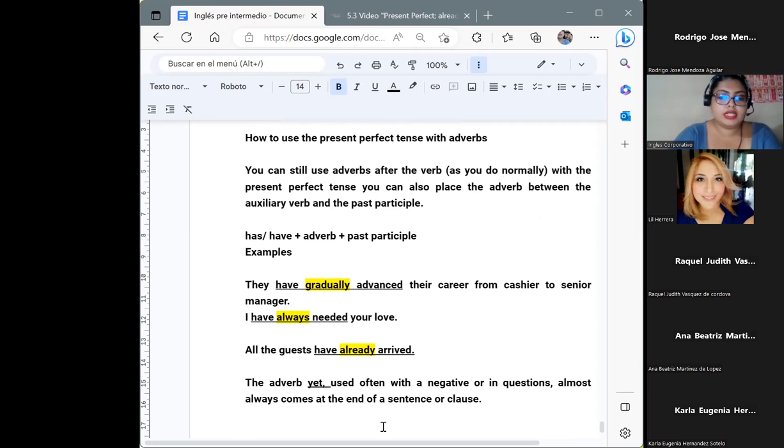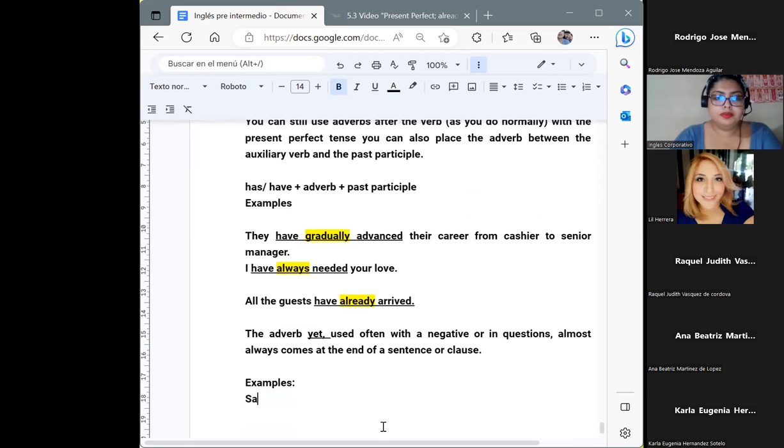So we have here the examples. And it said, sadly, he hasn't finished the race yet.